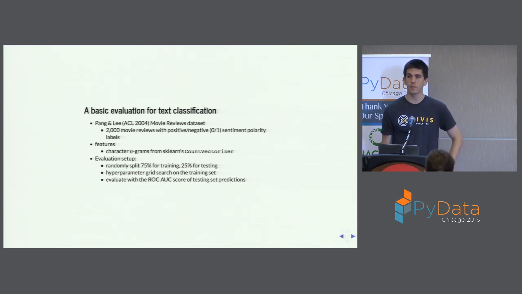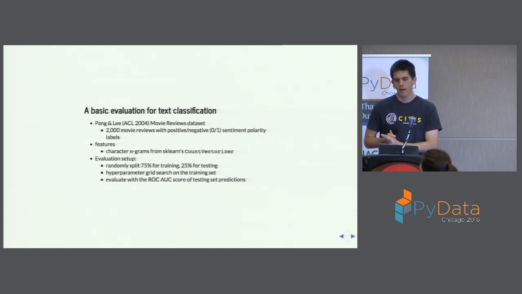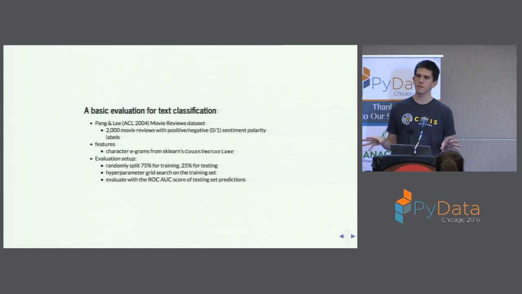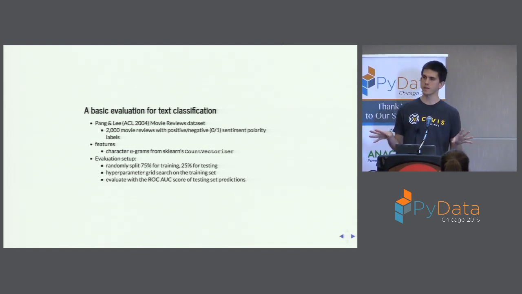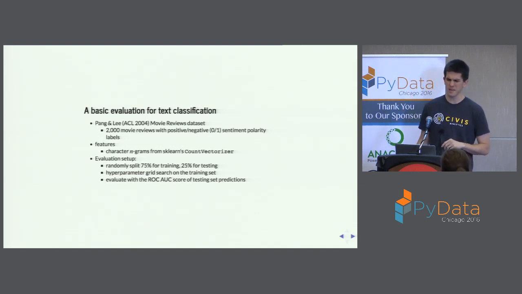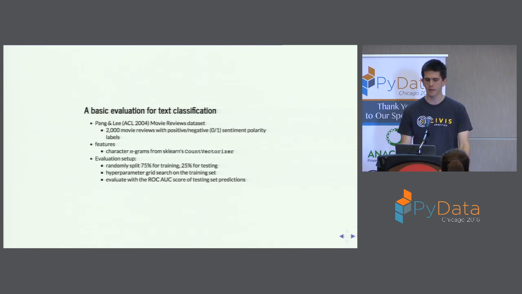Okay, so the setup of the evaluation for text classification. There's a nice movie reviews data set from an ACL paper several years ago. It has a couple thousand movie reviews with positive and negative sentiment labels. It's a fun data set. And the features for our models are going to be just character n-grams. These are going to come from scikit-learn's count vectorizer method. My background's mostly in NLP, and this is actually a pretty strong baseline, I think.